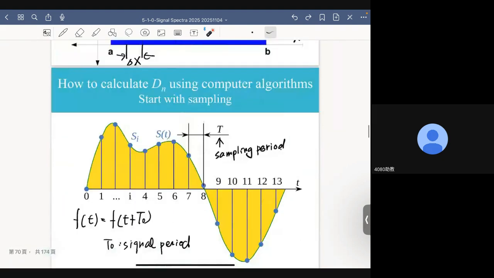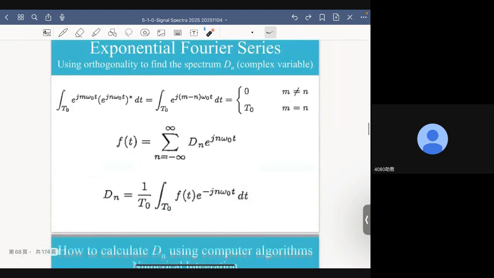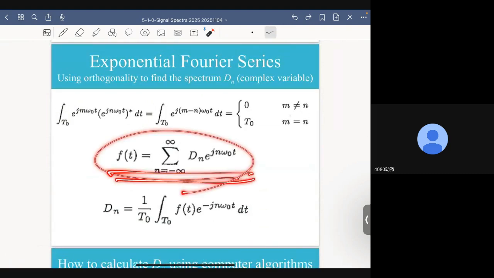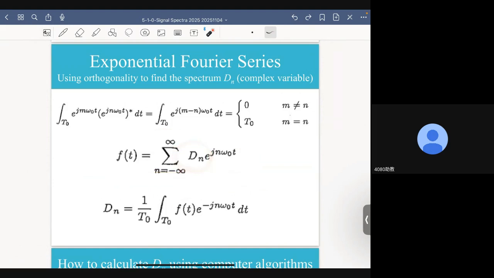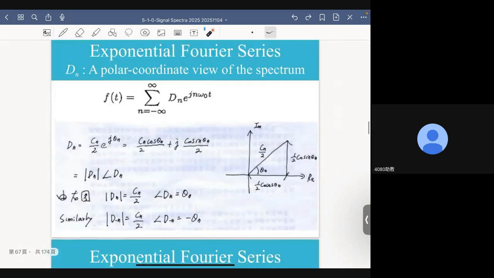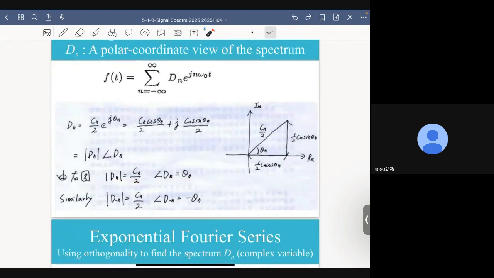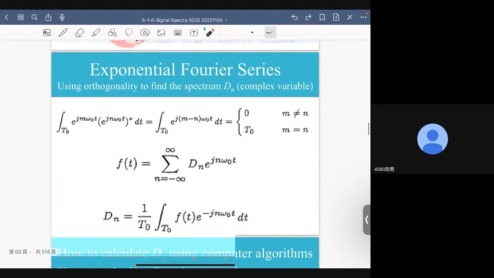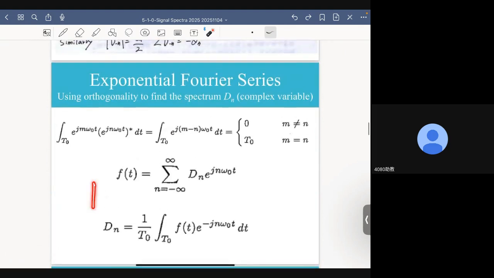From the original representation of the exponential Fourier series, Dn, the range of Dn actually goes from n equal to minus infinity all the way up to n equal to positive infinity. By noting that Dn is actually an even function of n, at least the range of n goes from 0 to infinity.